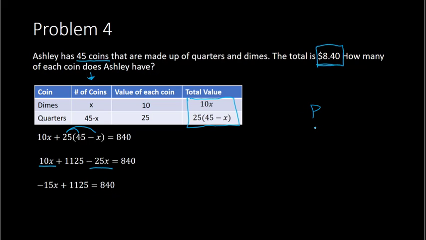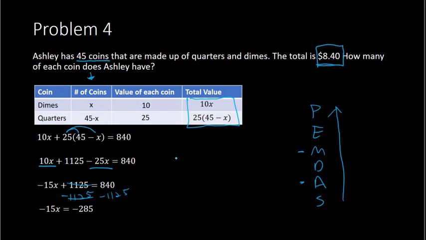So to solve, I can work in reverse order of operations. We see addition of the 1,125, and we see negative 15, which is being multiplied by x. So I take care of the addition first, and I take care of that by doing the opposite, which is subtract. When I subtract, I now have negative 15x equals 840 minus 1125, which would be negative 285.